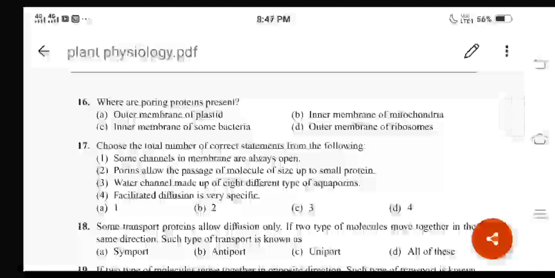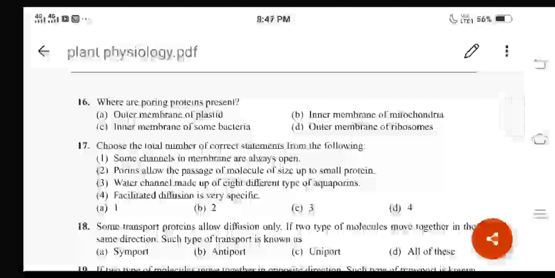The options are like this. A is outer membrane of plastid, then inner membrane of mitochondria, then inner membrane of some bacteria, then outer membrane of ribosomes. According to the question, option A becomes the correct answer.